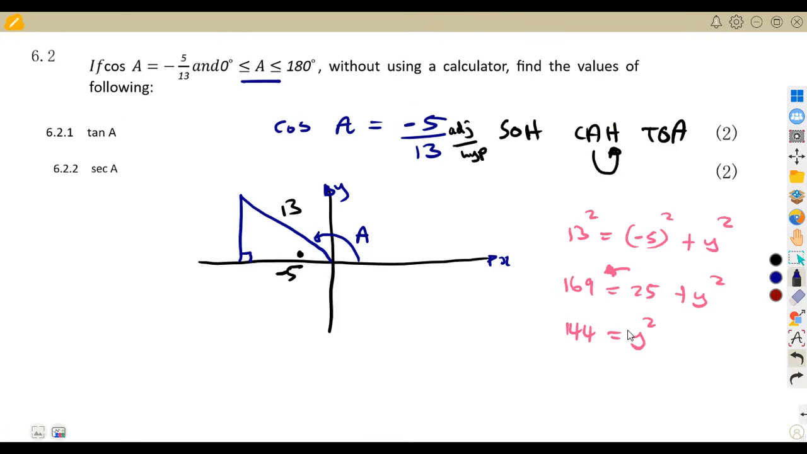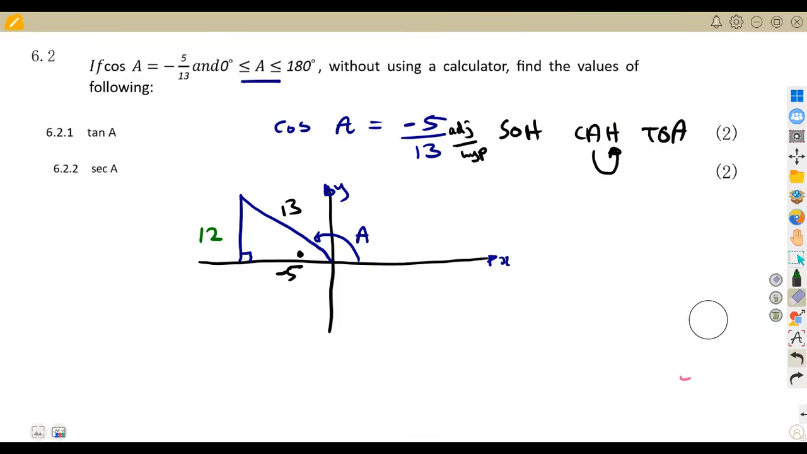So to find the value of y, just introduce the square root on both sides. That is going to give us the value of y, which is plus or minus 12. But as you can see, our y value is above the x-axis, on top, so it cannot be negative. This one is going to be positive. So after finding this, we can answer our questions now.